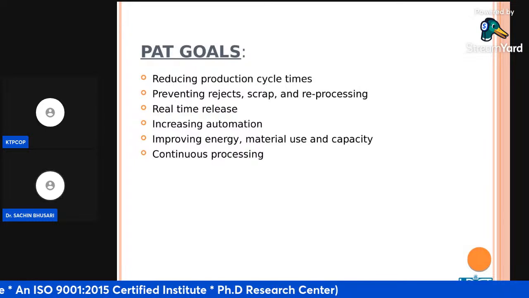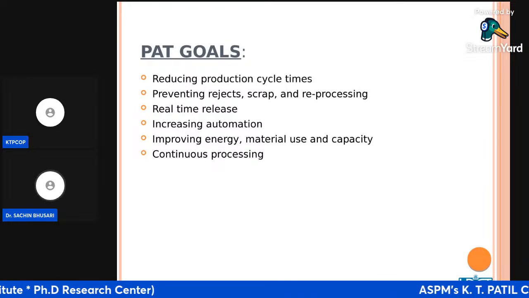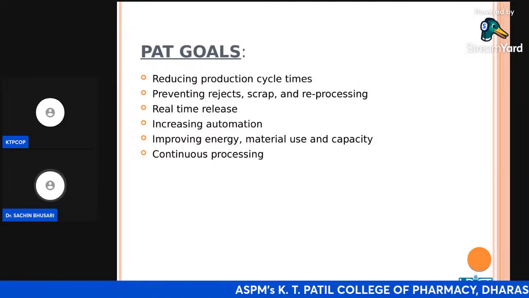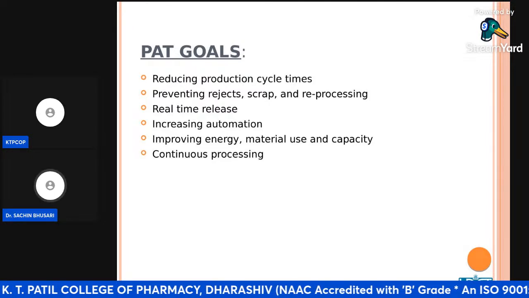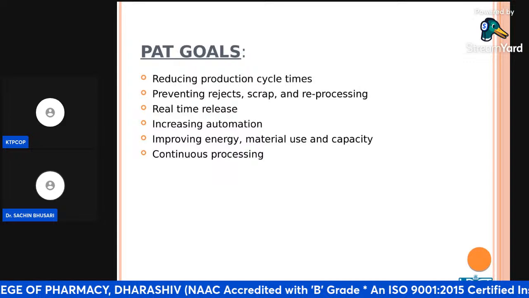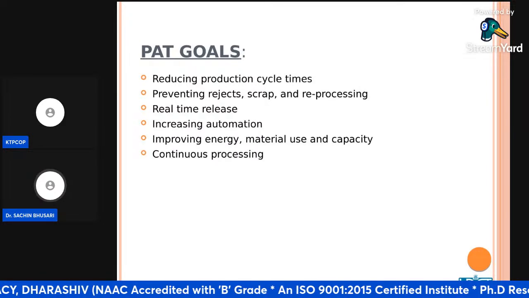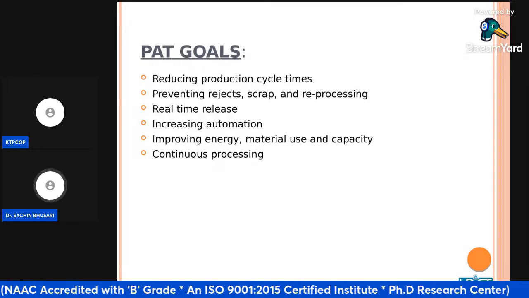And next to that is continuous processing. Now we are more towards continuous processing. There is one concept I will talk to you about regarding that also: CM, continuous manufacturing. Although it has only slight relevance to this slide, not the next slide, but this slide. Continuous processing is another goal of PAT.